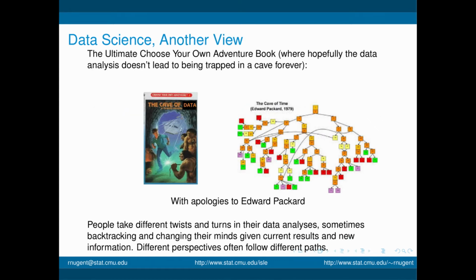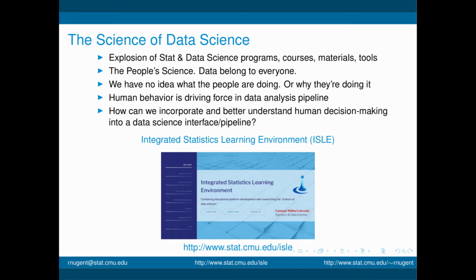In practice, however, data science is often a choose-your-own-adventure book, where different people will take different twists and turns in their data analyses, depending on what they're seeing, depending on new information that they might gain. And people change their minds and decide to look at different things. Different perspectives often lead them to make different choices and follow different paths.